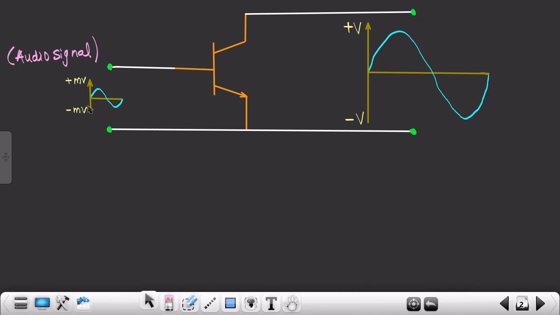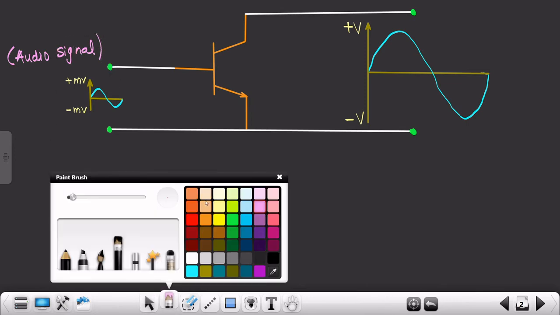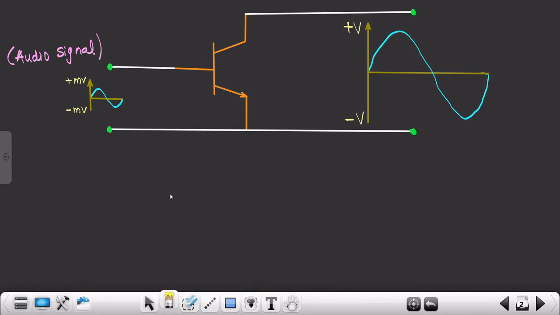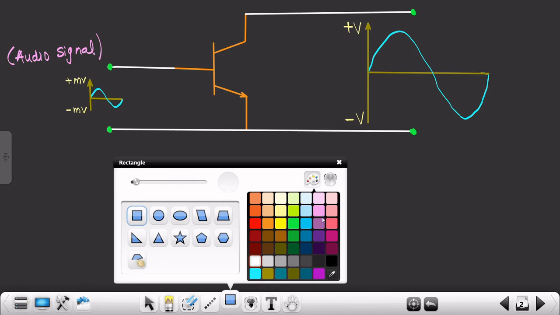Okay, so this is your audio signal. You can take any signal. In our example it was an ECG signal; over here it is an audio signal. This particular audio signal was in millivolts, and you had increased its voltage to certain volts, right? So basically what we need to understand over here is the voltage gain of this particular amplifier.